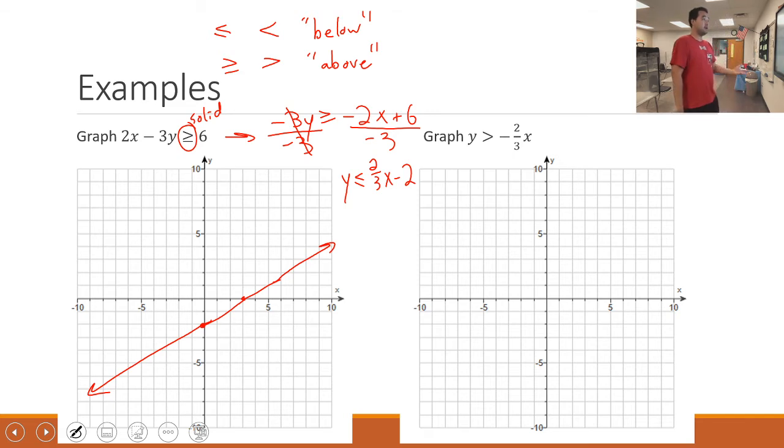So the safer way to do this, and it doesn't matter where your y is, it doesn't matter how your equation is set up, just pick a random coordinate point. So I'm going to pick this. I'm going to pick 0, 0.